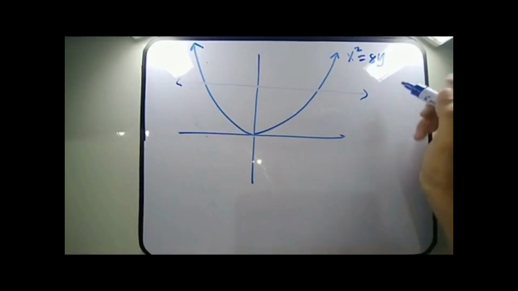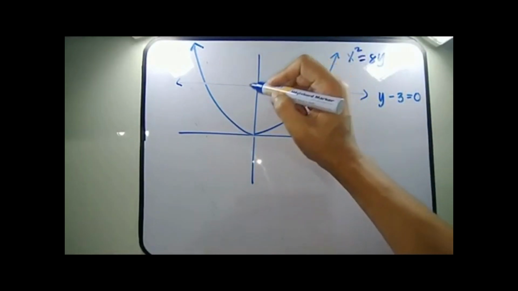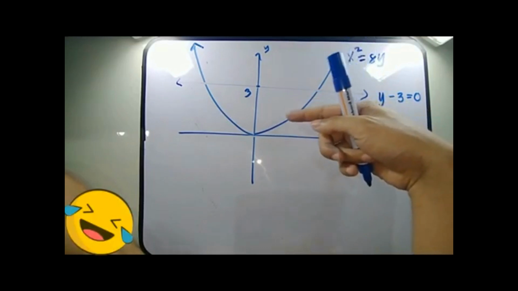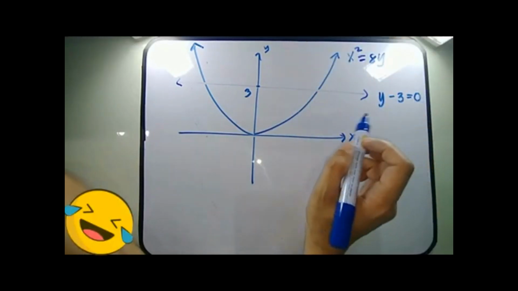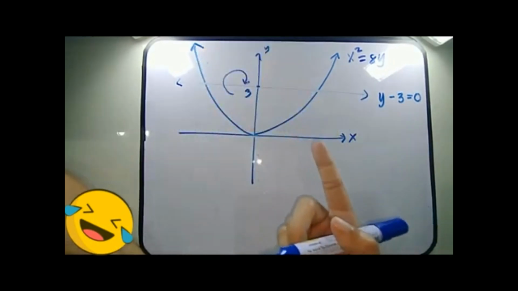So, this line is y minus 3 equals 0. So, y equals 3. So, this will be 3. Now, the volume, guys, is that we revolve it about the line y equals 3. So, this is our rotation. Here we rotate it about the line y minus 3.